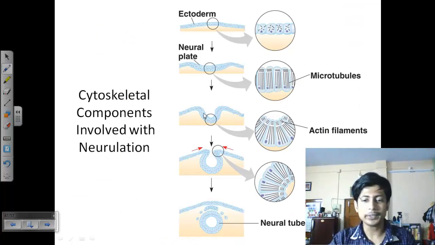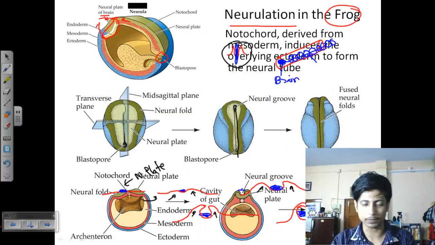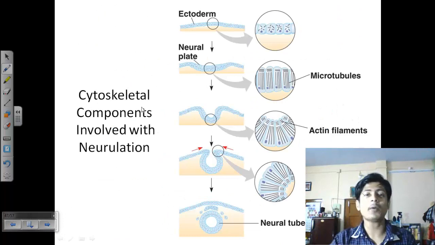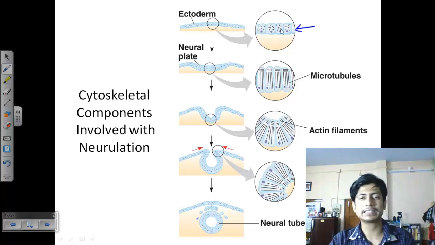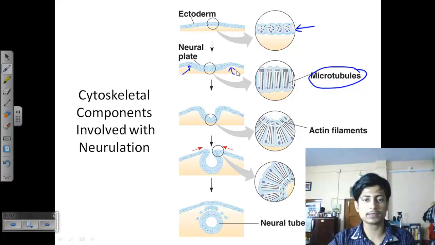So during the development of the neural groove and neural fold, or ultimately what we call the neural tube, it's very important that cytoskeletons play a vital role. In the normal condition, the cytoskeleton remains scattered like this. But then they slowly start to organize. The microtubules organize themselves and stretch the cell so that the cells start to rise from both sides.